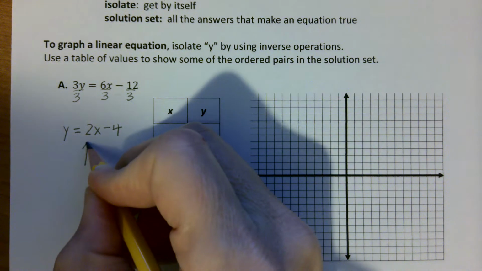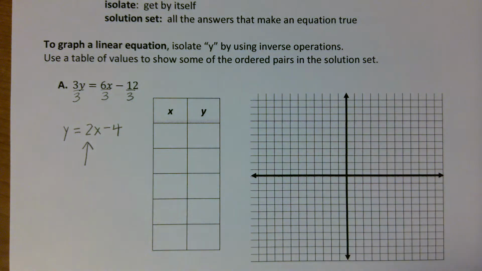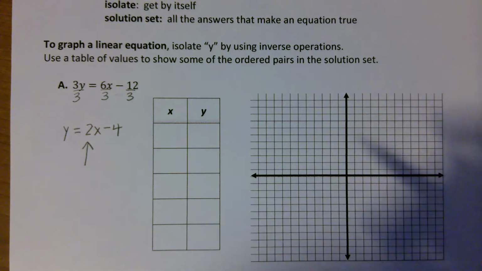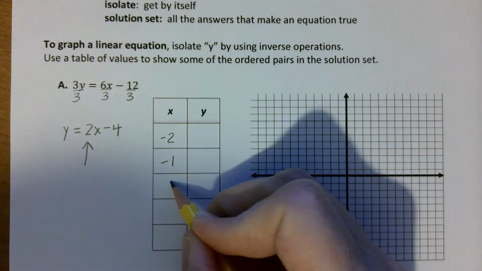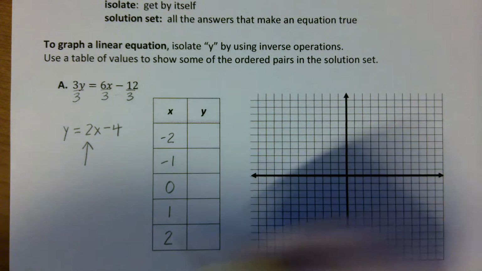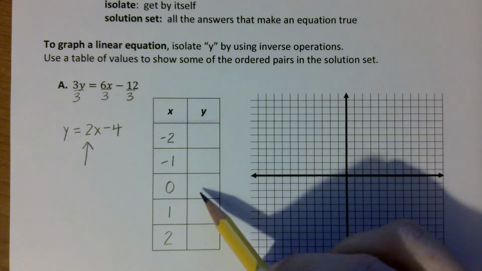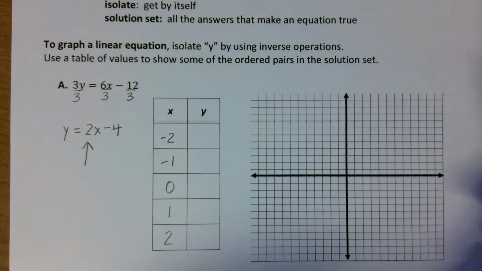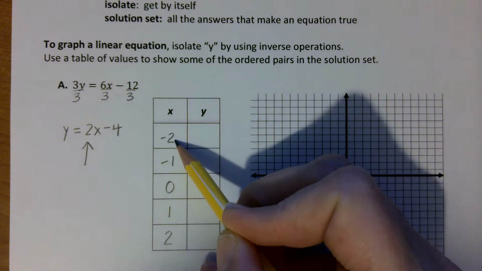I take a look at the coefficient of x, which is an integer. And when I have an integer, some of the x values I like to use are a few negative ones close to the origin, 0 itself, and a few positive ones. Let's put the y output values here.